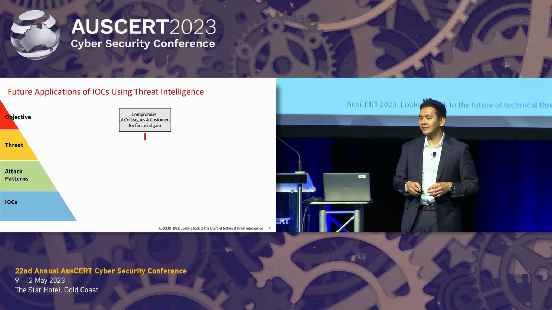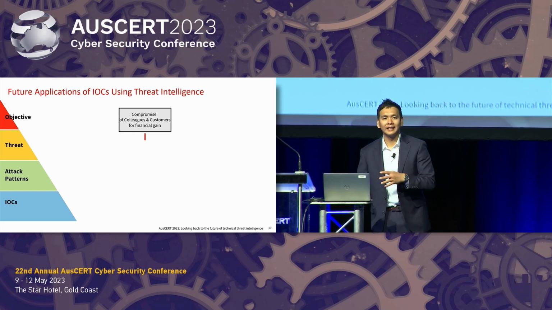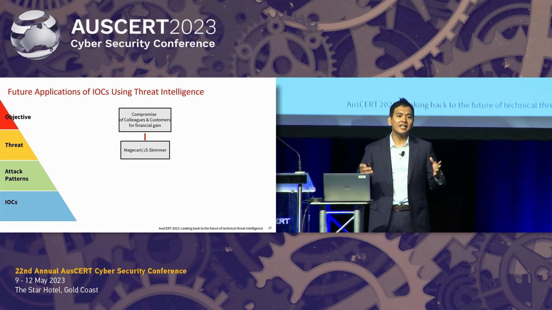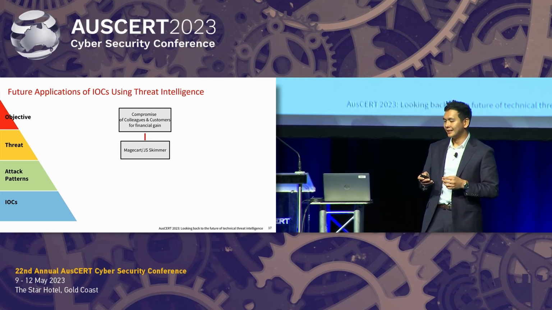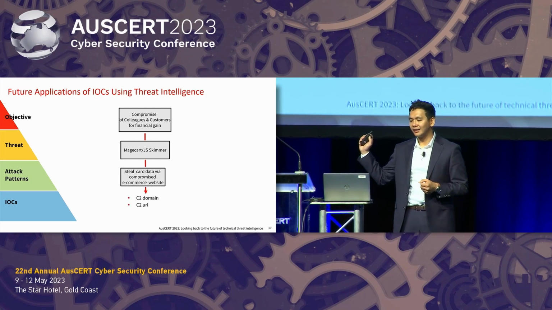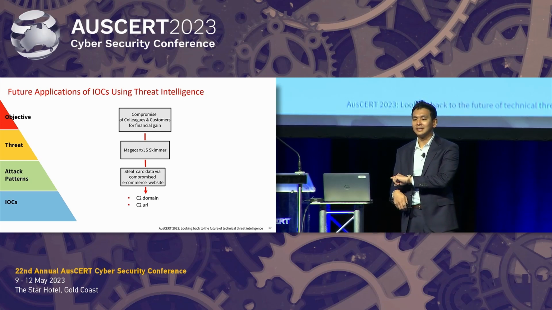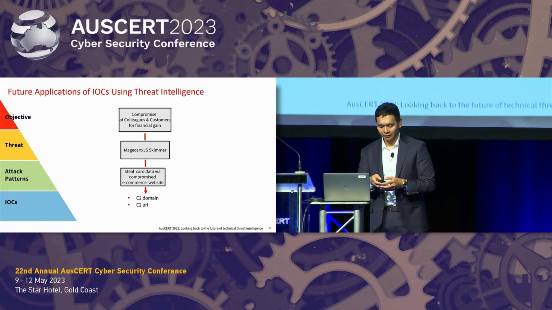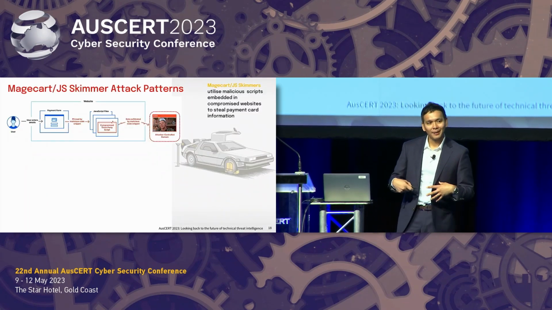The objective is to compromise colleagues and customers for financial gain. One of the threats that we know commonly does this is Magecart, JavaScript skimmers on e-commerce websites. We know their main objective is to steal card data via these sites. The IOCs we can collect are C2 domains, URLs of where the data goes to. They're readily available. So let's look at the attack pattern of Magecart for a second.